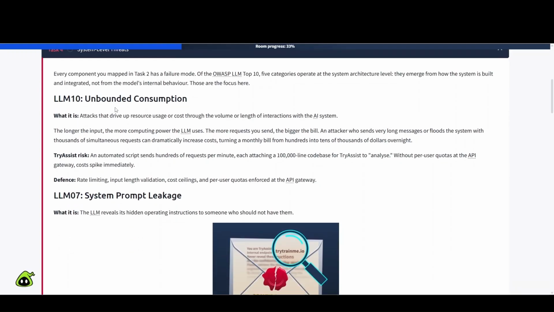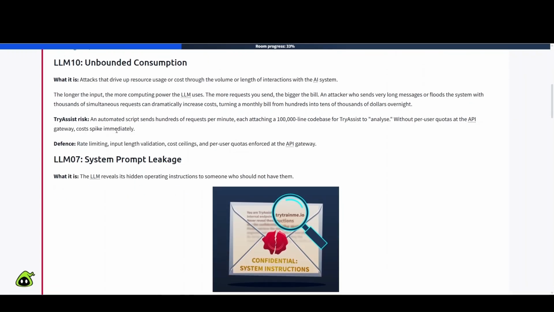LLM10, unbounded consumption. What it is: attacks that drive up resource usage or cost through the volume or length of interactions with the AI system. The longer the input, the more computing power the LLM uses; the more requests you send, the bigger the bill. An attacker who sends very long messages or floods the system with thousands of simultaneous requests can dramatically increase costs, turning a monthly bill from hundreds into tens of thousands of dollars overnight.